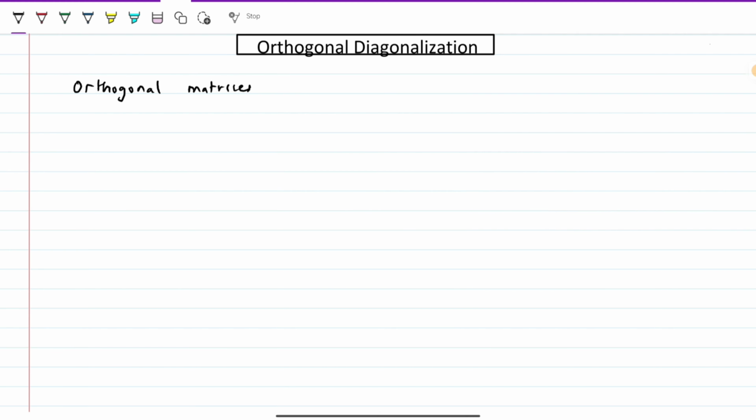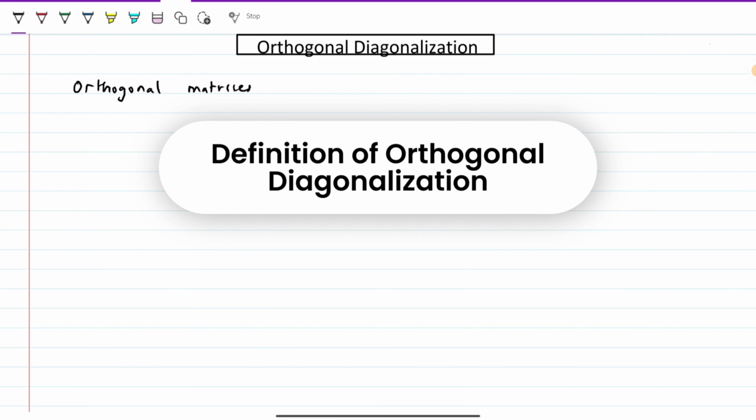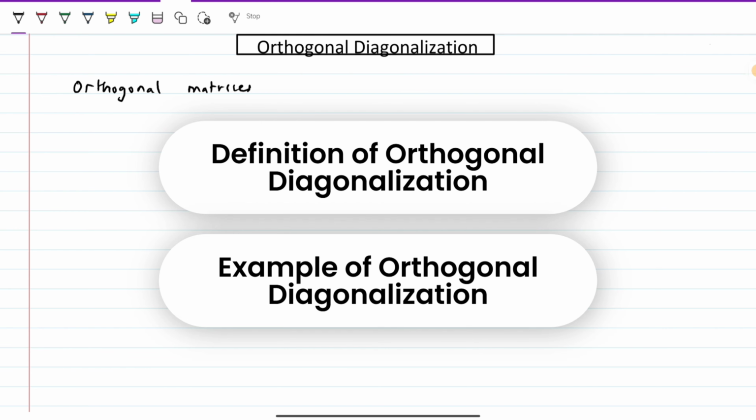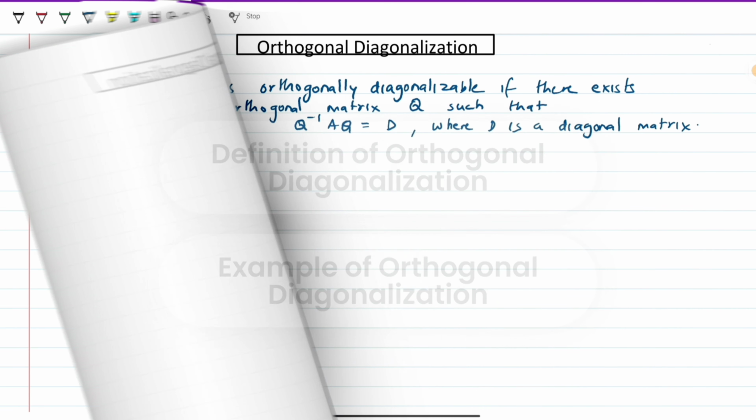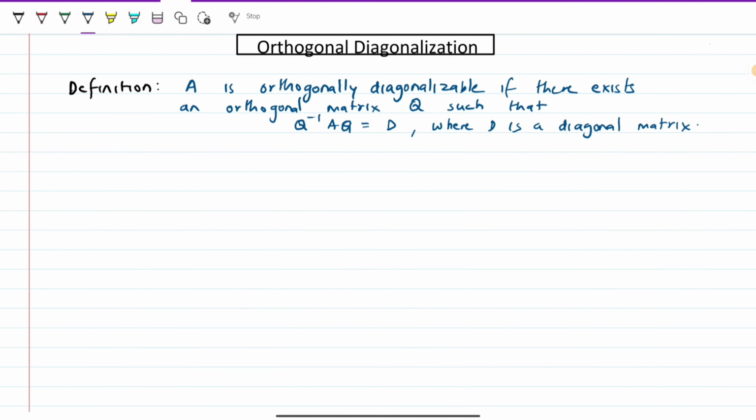So in this video, I am going to state what we understand by orthogonal diagonalization, and we will also see a simple example to understand the concept. Let's get started. A matrix A is orthogonally diagonalizable if there exists an orthogonal matrix Q such that Q inverse A Q is going to be D, where D is the diagonal matrix whose diagonal entries are the eigenvalues of A. Now, also in the earlier video, we had seen that if a matrix is orthogonal, then its inverse is nothing but its transpose. So we can rewrite this expression as Q transpose A Q should be equal to D.